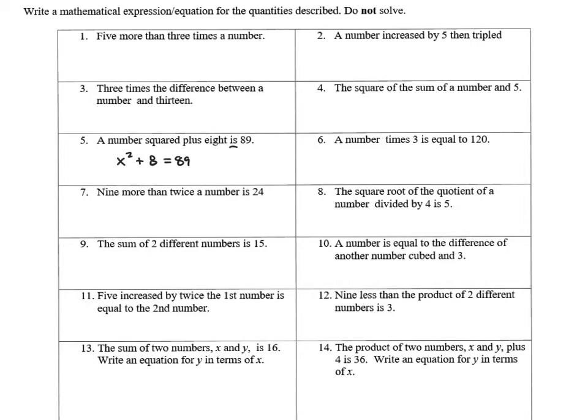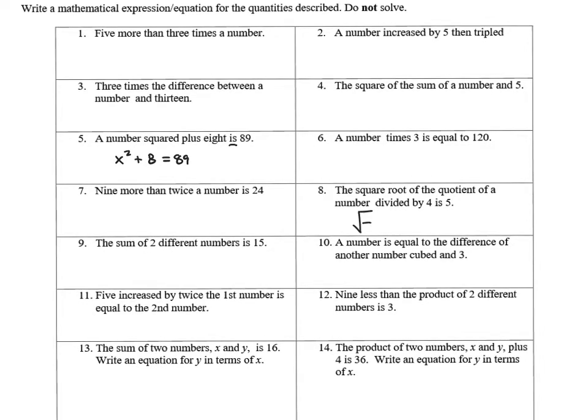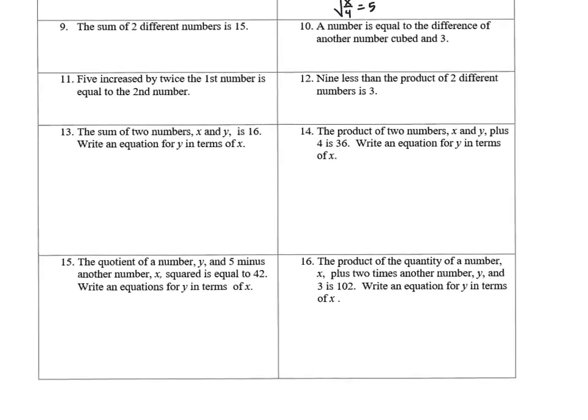So let's look at number 8. The square root of the quotient of a number divided by 4. So the square root of the quotient. So I've got the square root of division. Quotient means division of a number. I choose to use x every time I see a number. The square root of x divided by 4 is 5. There's our setup. Okay, let's scoot forward to 13 and 14.